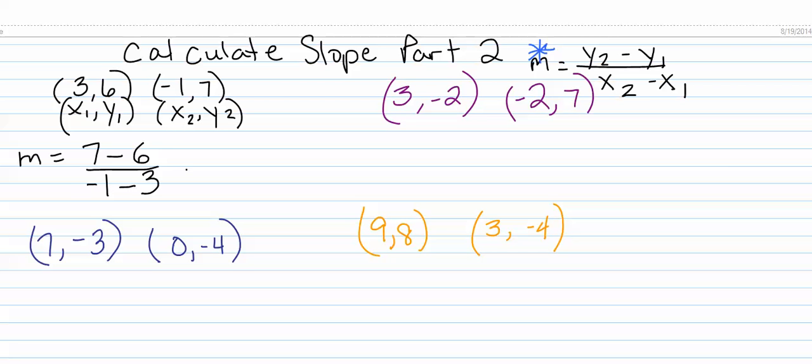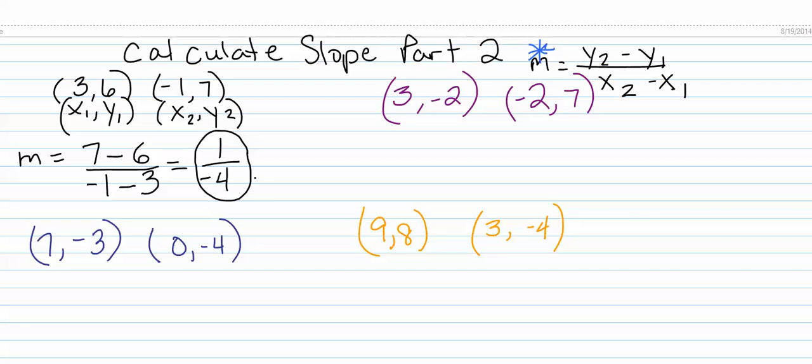7 minus 6 is a 1. If I'm at negative 1 and I subtract 3 more, that means I'm going farther back, and I'll be at negative 4. So the slope of this line is negative 1/4. Not a very steep line, but a line that's going down from left to right.